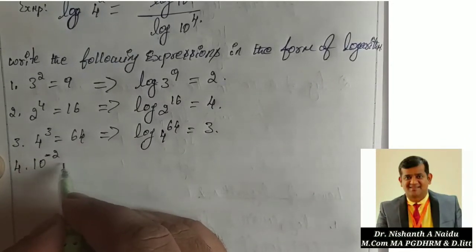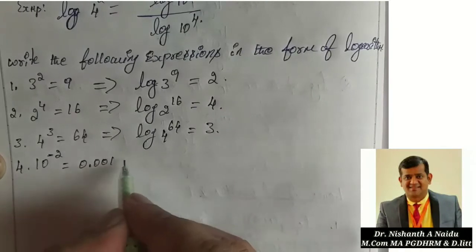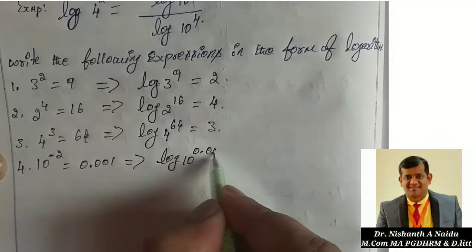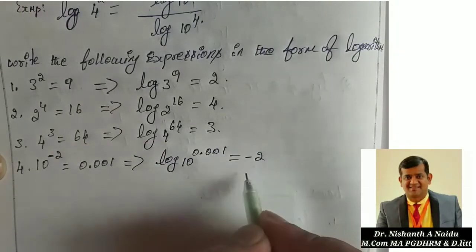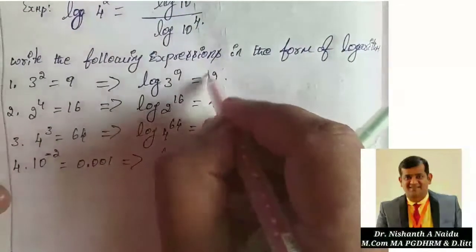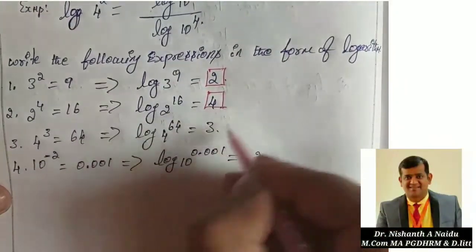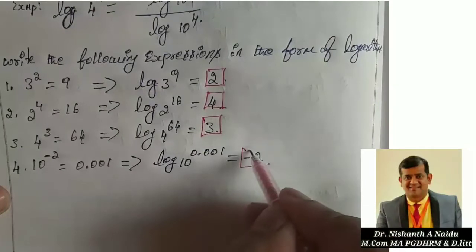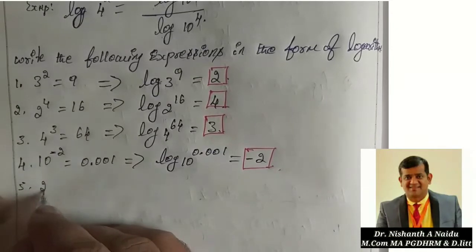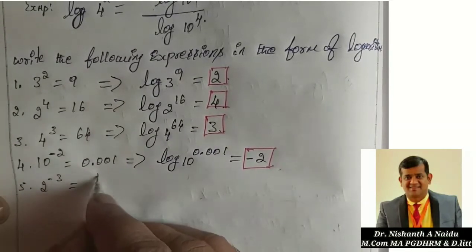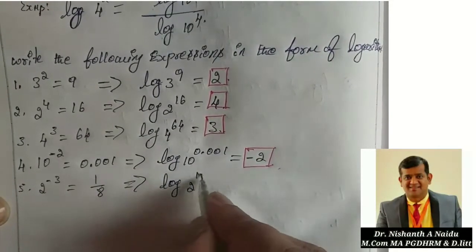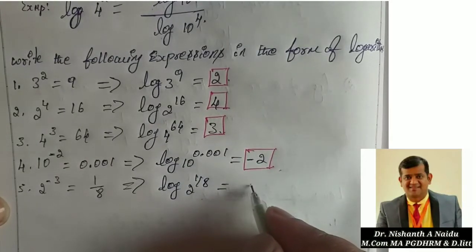Log 10 to the power minus 2 equals 0.001, that is log 10 to the power 0.001 equals minus 2. Okay, see, these are the converted values I am writing. We write these expressions in logarithm form. So next, the fifth one, 2 to the power of minus 3 equals 1 divided by 8. So that is log 2 to the power 1 by 8 equals minus 3.